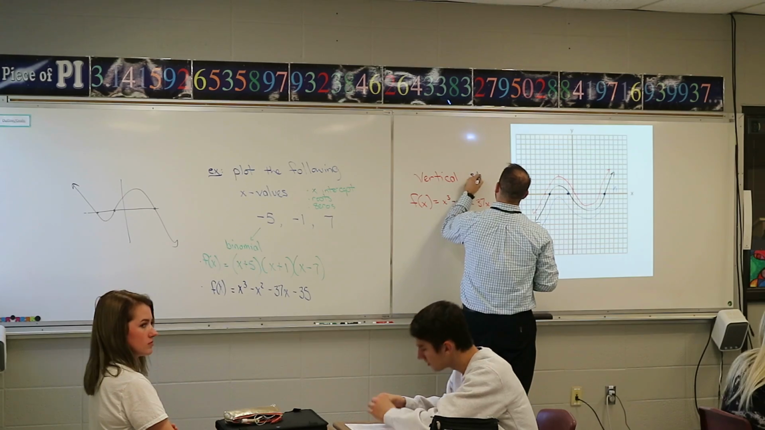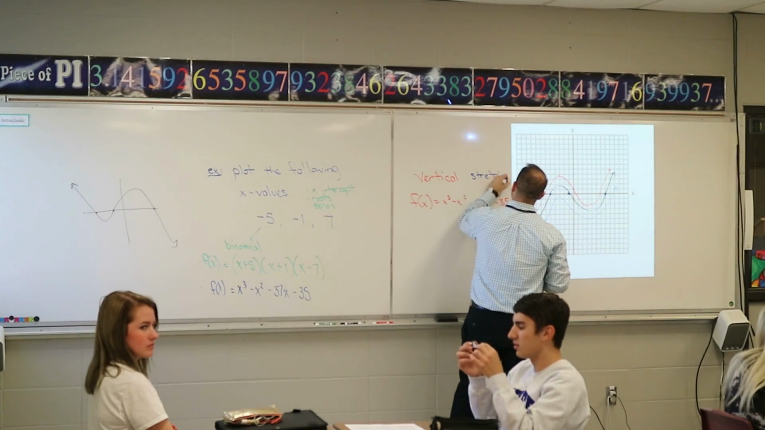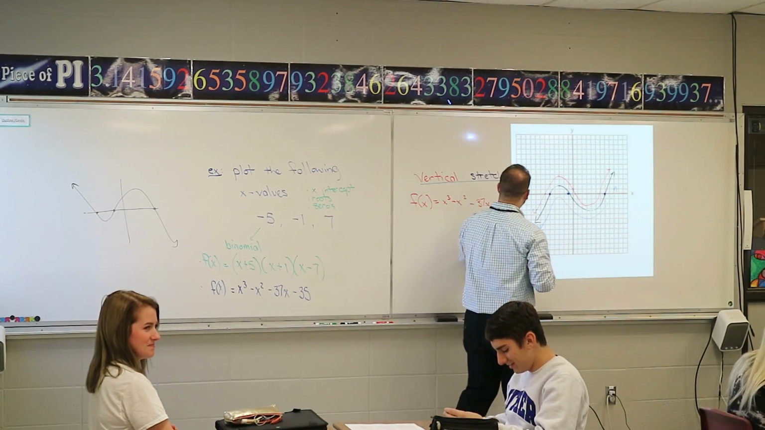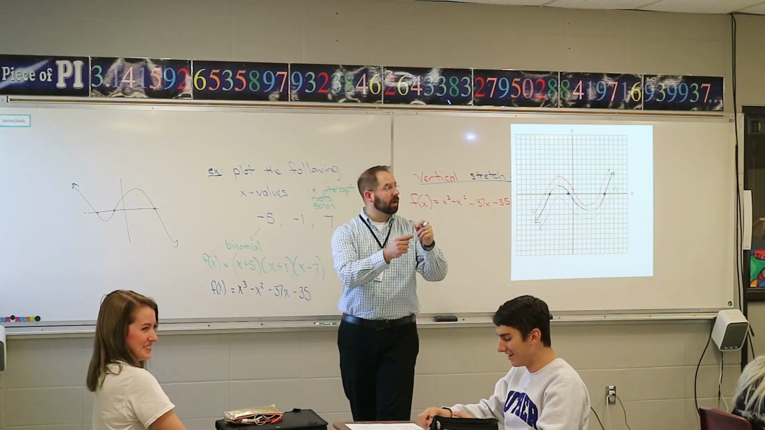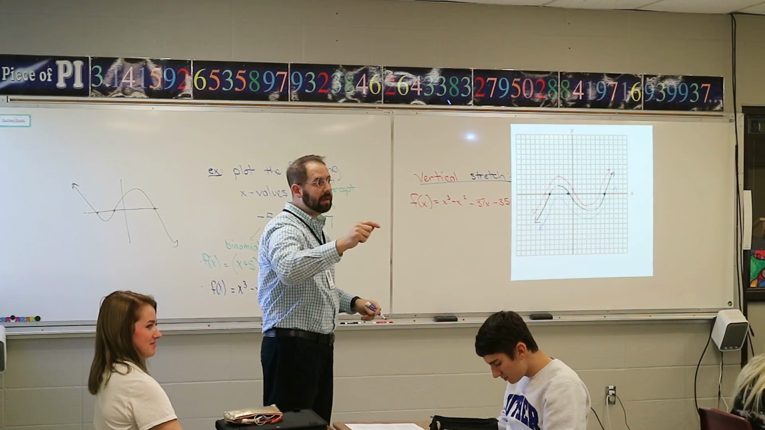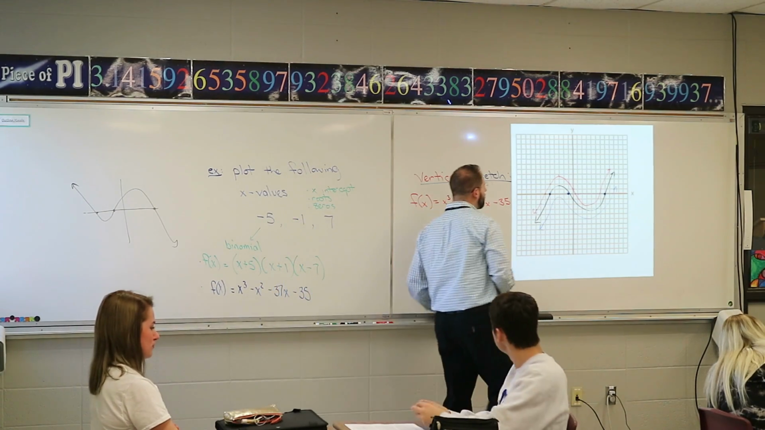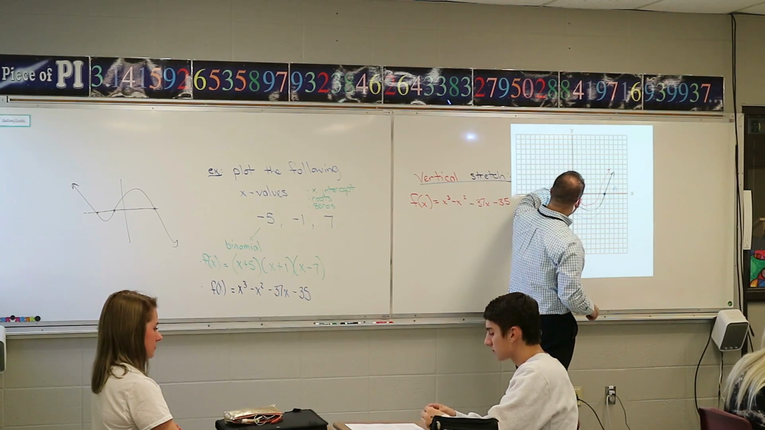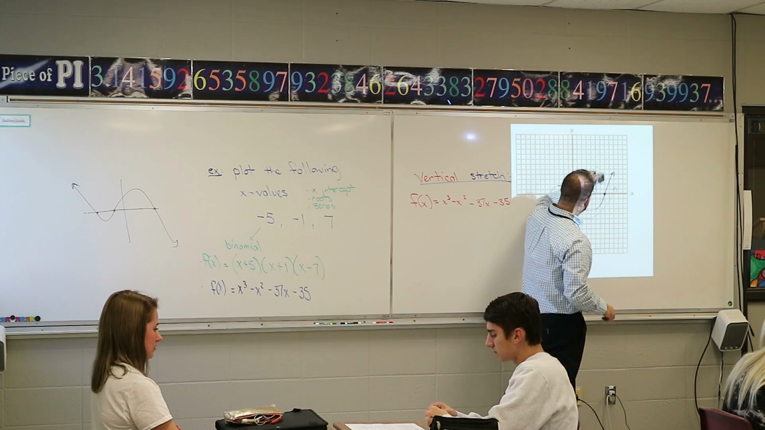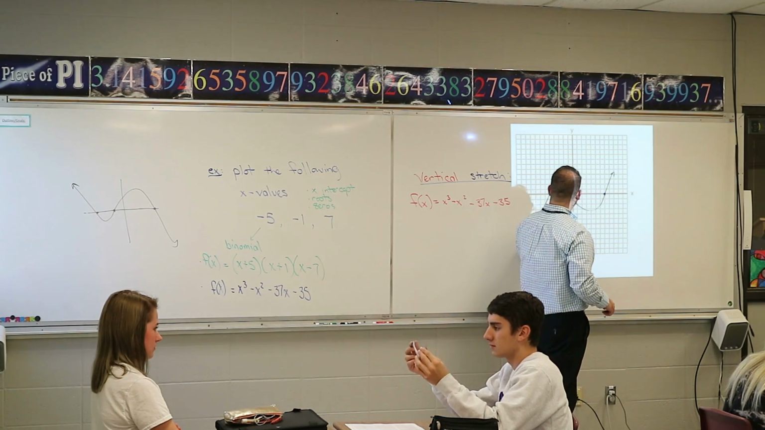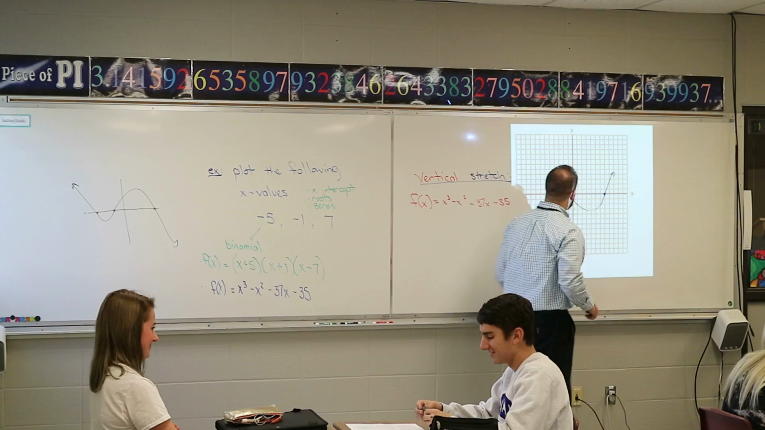Are you done? Okay, so we talked about a vertical stretch. This is where all the x-intercepts would stay the same, but it makes the tails or the mid-ground taller. So here's what I mean. Let me go back to my original graph. Boom. All right, so here's my graph.